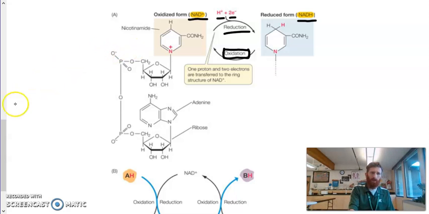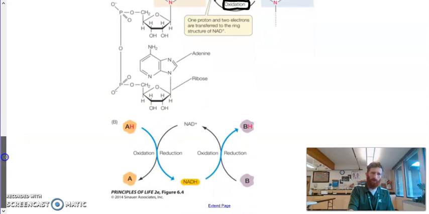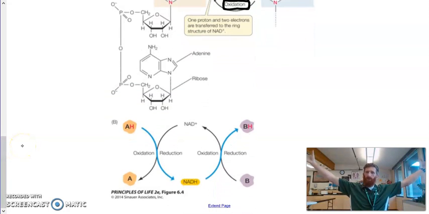So we see even in cellular respiration, right? We see a big picture, and then we see even in the small little steps, we see these redox reactions, these oxidation reduction reactions.